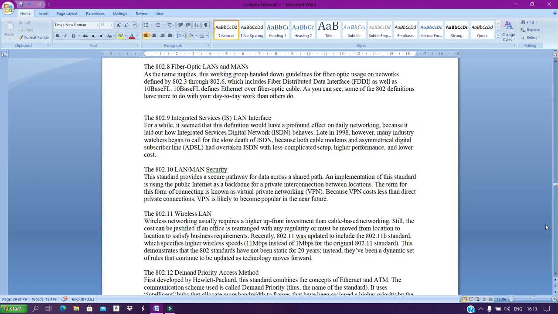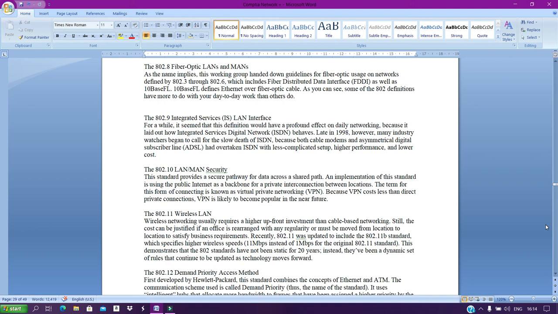The 802.8 fiber optic LANs and MANs. As the name implies, this working group handed down guidelines for fiber optic usage on networks defined by the 802.3 through 802.6, which includes fiber distributed data interface (FDDI) as well as 10BASE-FL. 10BASE-FL defines Ethernet over fiber optic cable. As you can see, some of the 802 definitions have more to do with your day-to-day work than others.